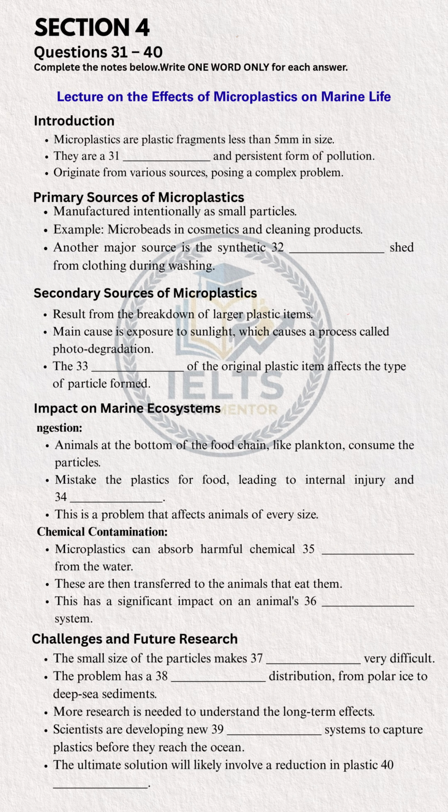This problem isn't confined to tiny creatures. It affects animals of every size, from small fish to large whales, all of whom can consume contaminated prey. Beyond physical harm, there's also the serious issue of chemical contamination. Microplastics have a remarkable ability to absorb harmful chemical toxins that are present in seawater. These chemicals, like PCBs and DDTs, are then transferred to the animals that ingest the plastic.